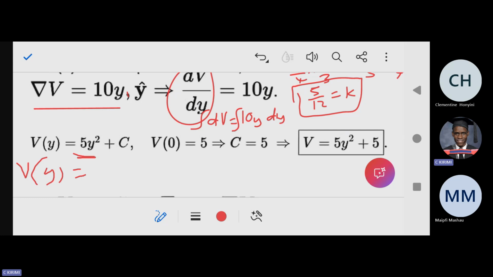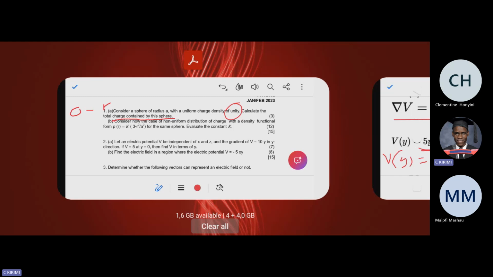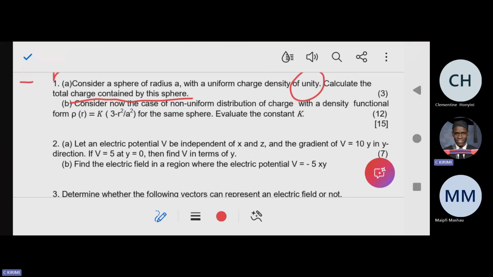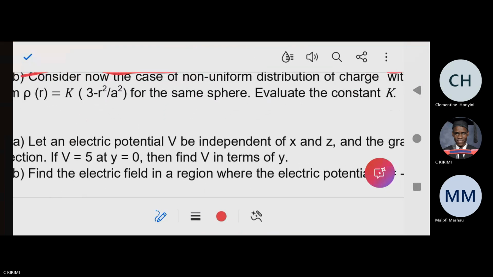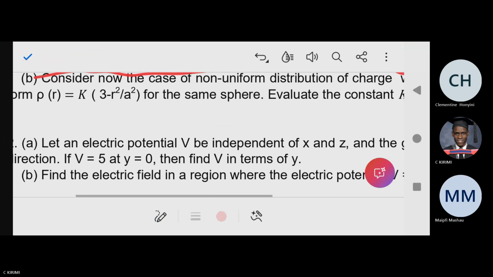V of 0, we have been told that V of 0 is 5. So you want to solve for that constant c. You are solving your differential equation, substituting the initial conditions. Remember, it's V of y. We have been told that V of y is equal to 5.